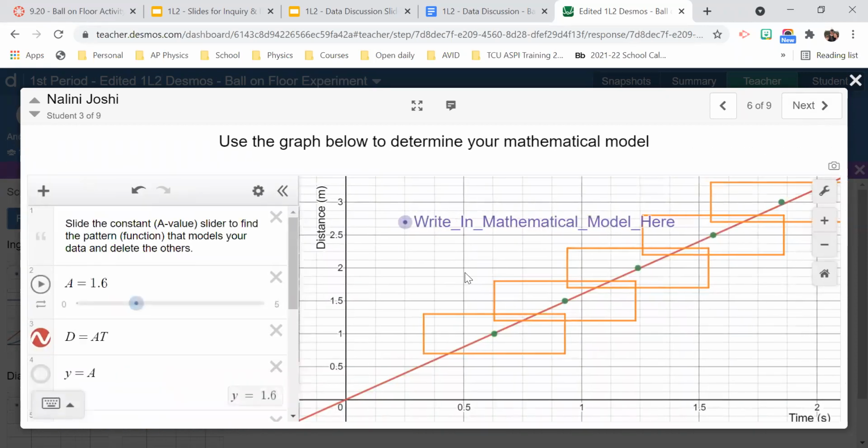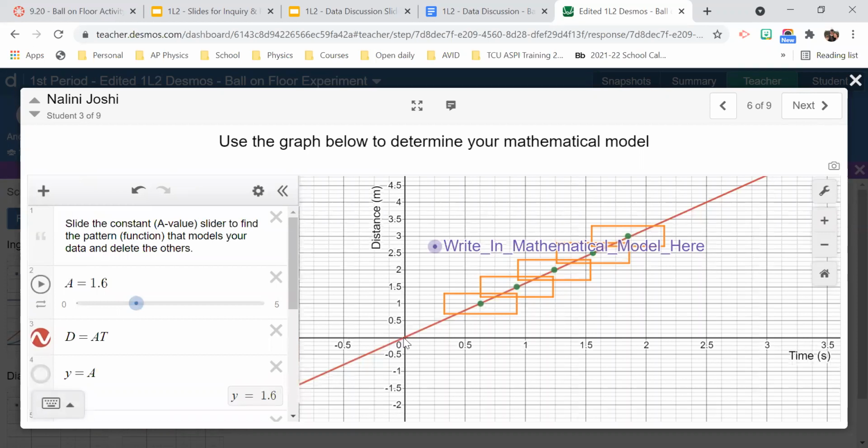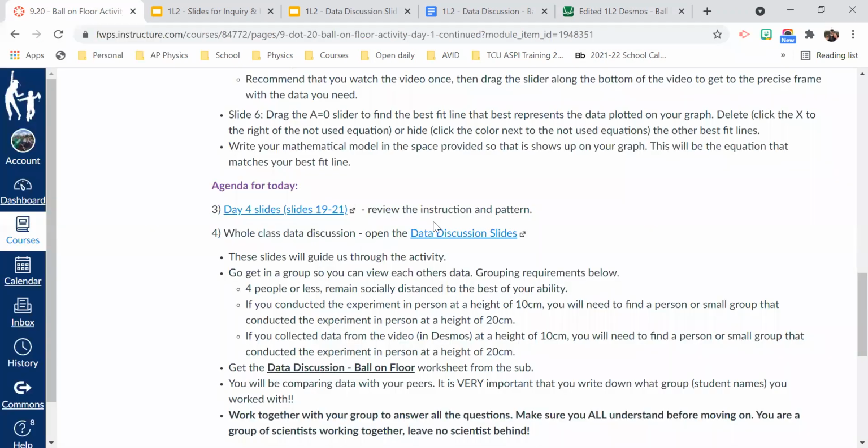making sure that if you have data that you did in person, that your line is going through 0, 0. The reason that is so important is because at 0 position, we should have had 0 seconds. Again, if it doesn't, then you are going to do one of those 2 videos on the previous slide and collect that data and use that. So this is what we are looking for, a nice graph shape. Then you are going to come in and open up the data discussion slides. So take a second, open those up.